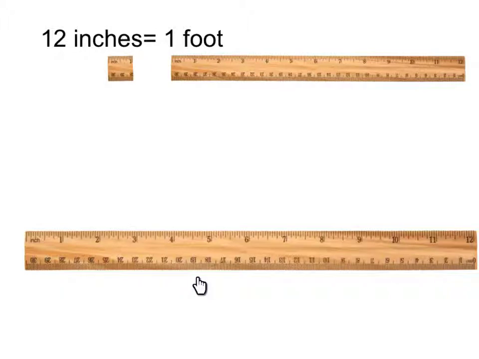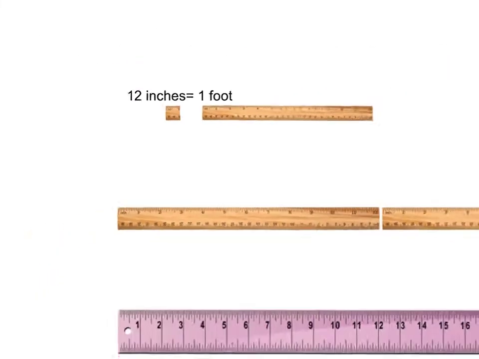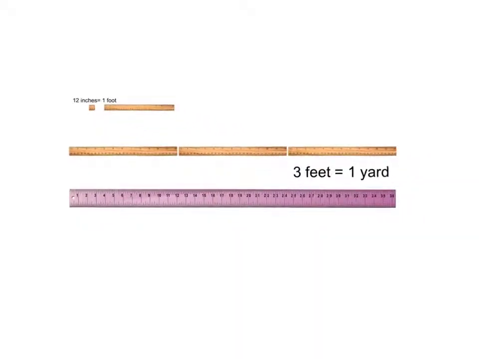Here you see a ruler. This is an inch, which is also shown here. There are 12 inches on this ruler because there are 12 inches in 1 foot. This ruler shows 1 foot. A yard is made up of 3 feet. There are 1, 2, 3 feet in 1 yard.